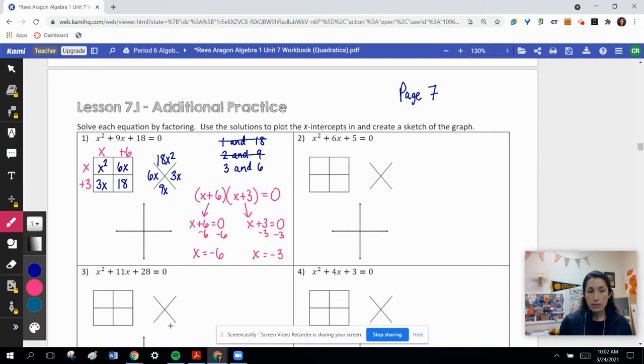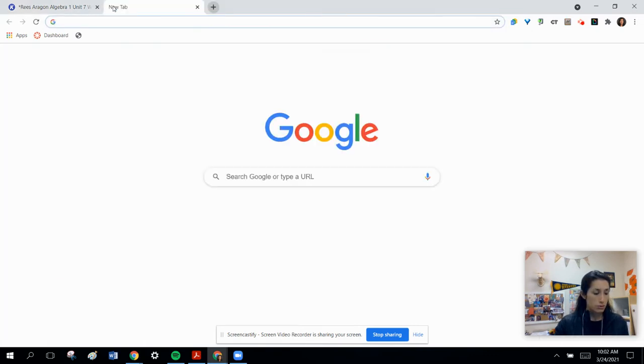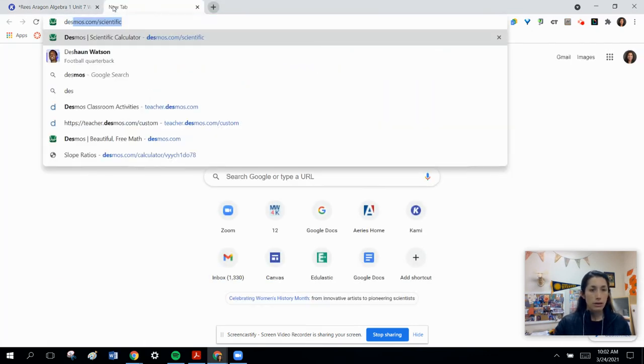Now typically we'll write this as a solution set as negative 6 and negative 3 in either order, doesn't matter. And I will estimate my intercepts here. We would have one at negative 3, one at negative 6, and you just have a little sketch of what that parabola is going to look like. And you can always check if your sketch seems accurate by inputting the original equation in a Desmos graphing calculator.